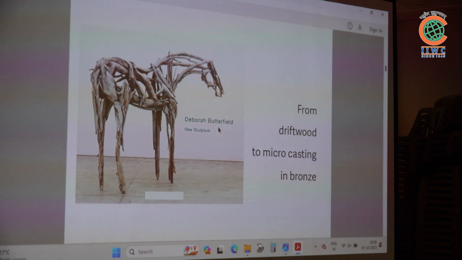It's a very advanced technology. I wouldn't know the details of how they do the micro casting in bronze, but it is micro cast bronze. When you go near and just tap it, you can hear the metallic sound. It looks like wood, but it's cast bronze. So she did horses of various forms, like running horses, seated horses, and all that. The horse is almost like a stallion, much higher than a human.